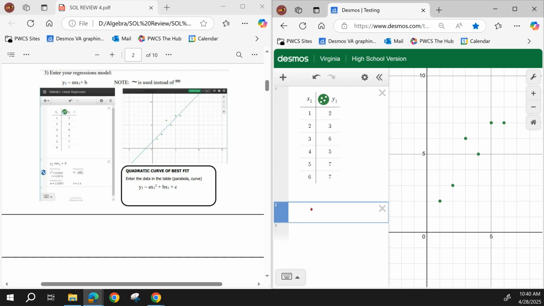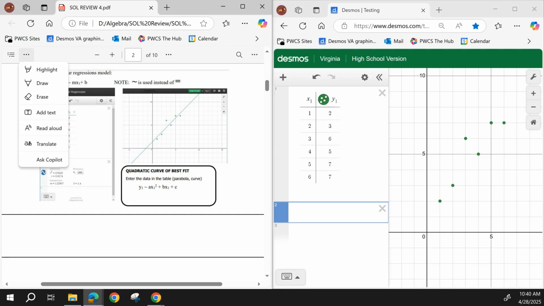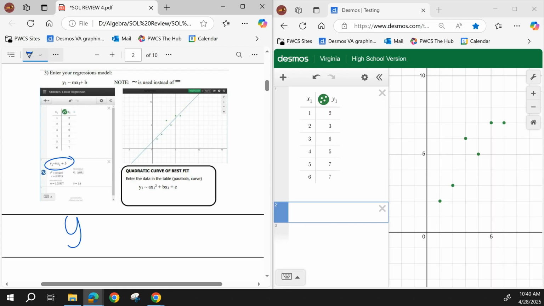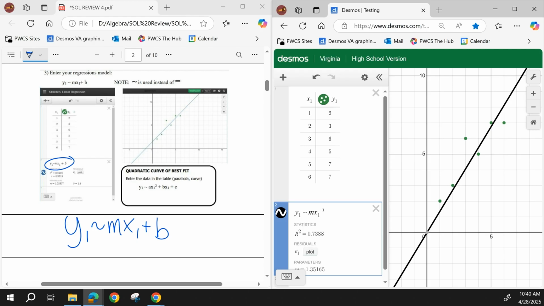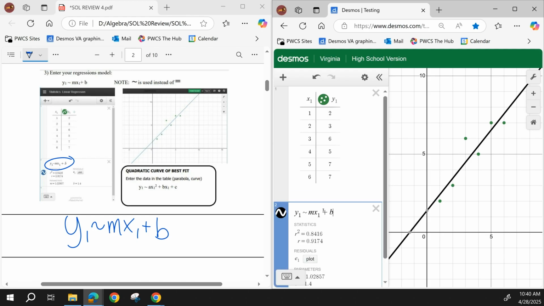If I want to graph a line that's close to this, that is this y1 squiggly, that's the way I say it, mx1 plus b. And these are formulas that we'll have to remember. So if I want to draw a straight line that is close to those data points, I'm going to type right in here y1, so y, and then the number 1, then the squiggly, and then mx1 plus b. And you can see it's graphing a line. And you can see that line is close to all my points.